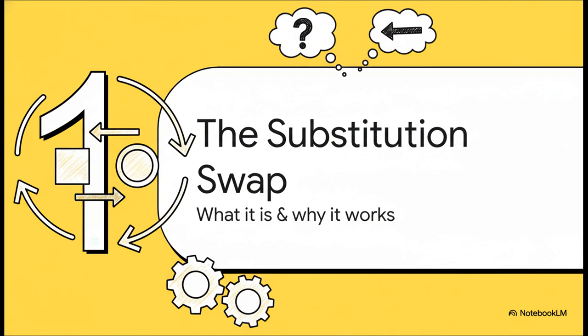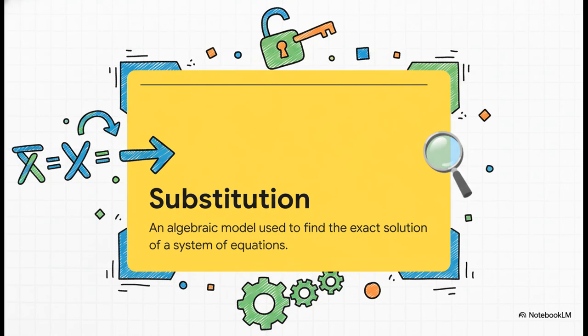What is substitution really? Well, the clue is right there in the name. So here's the textbook definition. It says substitution is an algebraic model for finding the exact solution. But what does that really mean? It just means we're going to replace a variable with something that's equal to it. That's it. It's like using one equation as a secret key to unlock the other one.